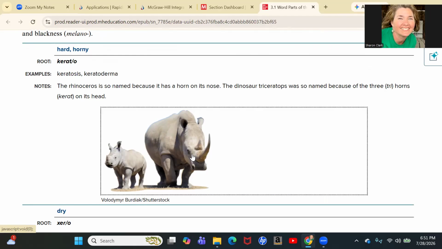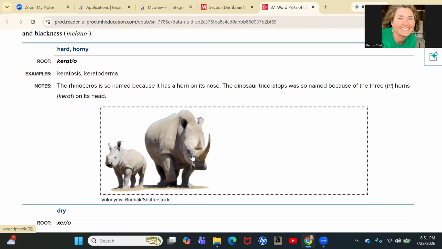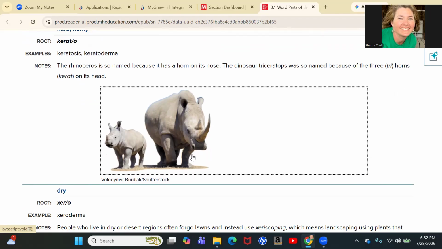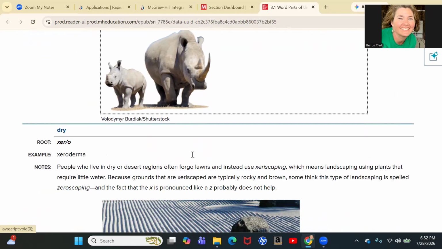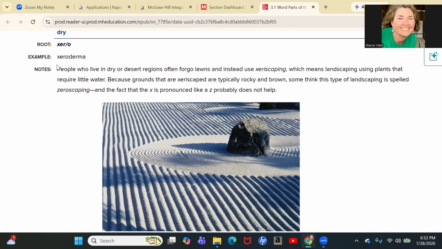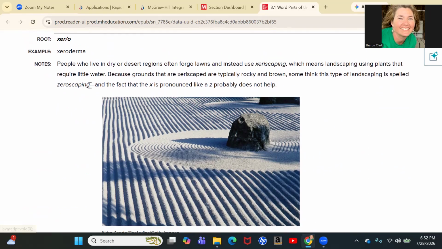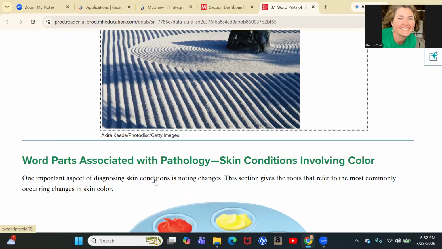So your nails, your nail bed, the components. Also, when the skin becomes hardened due to multiple reasons, that can be a form of keratosis. When the skin becomes dry, that is known as xero here, xeroderma, which is dry skin. So xero here with an X.